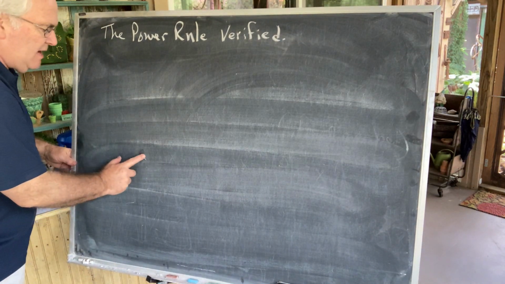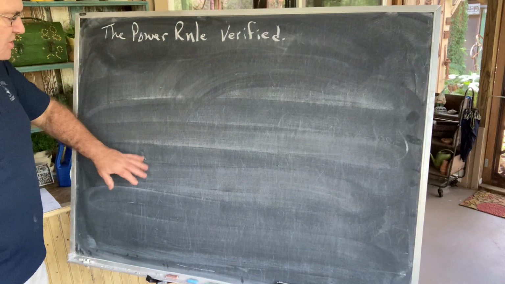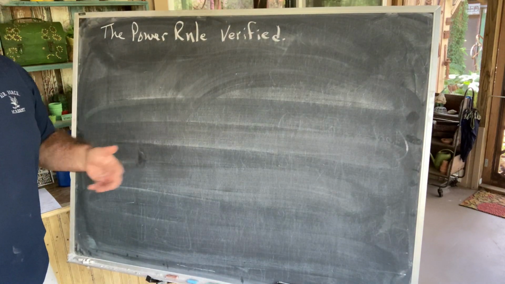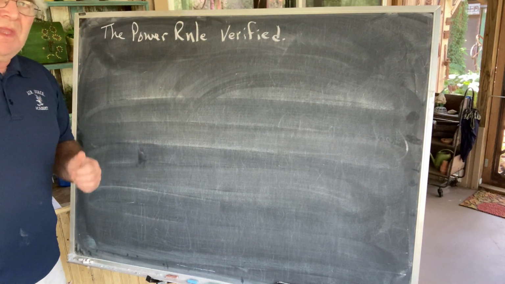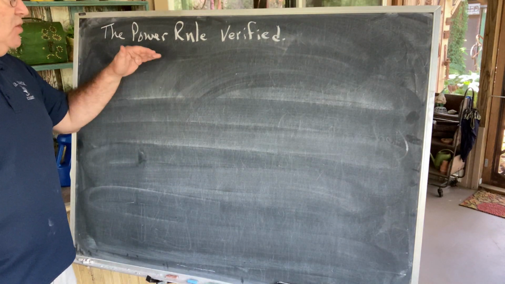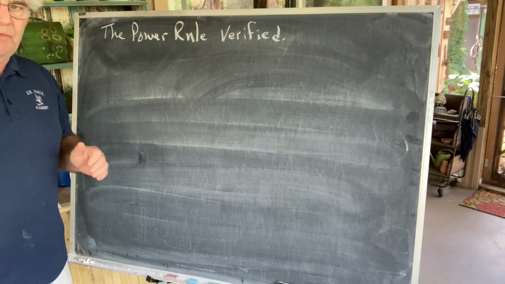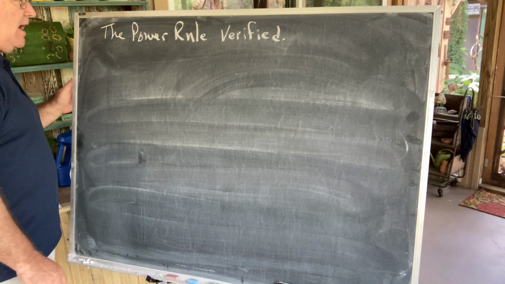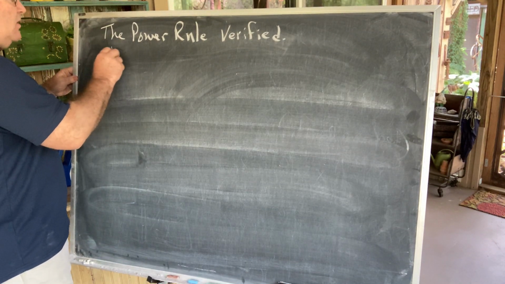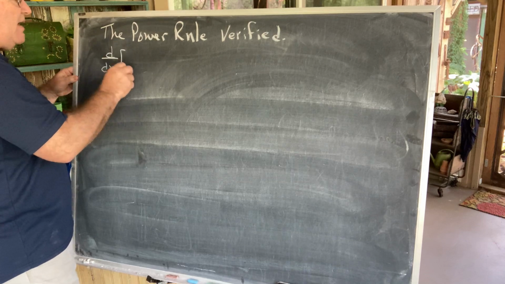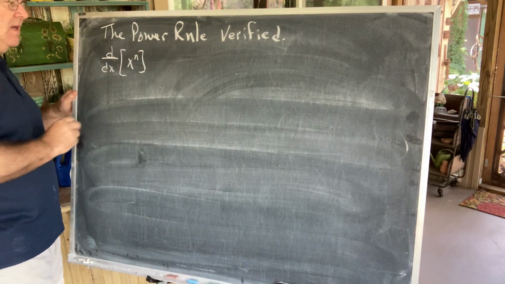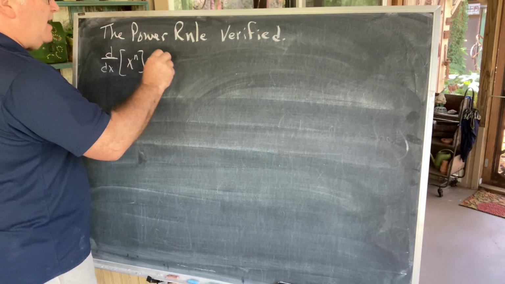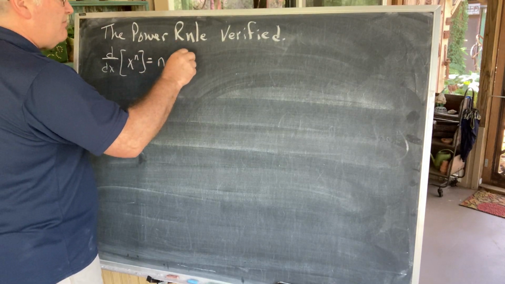So I wanted to take just a bit and go through a verification. It's not really a proof. I'm not going to do an official formal proof. I'm just going to talk through a few notions on how you would actually verify the power rule that we've developed. If you recall, the power rule says this: the derivative with respect to x of x raised to the n is equal to n times x raised to the n minus 1.